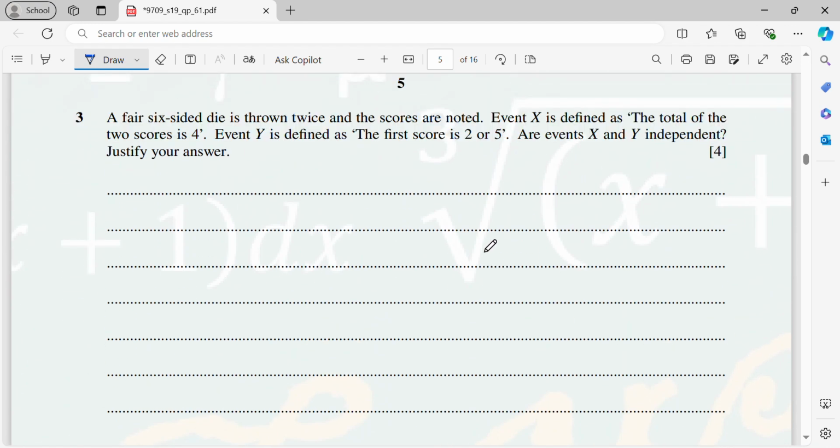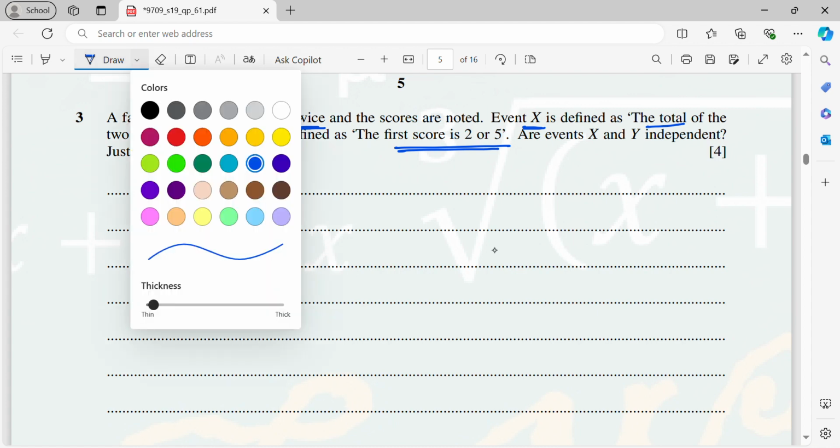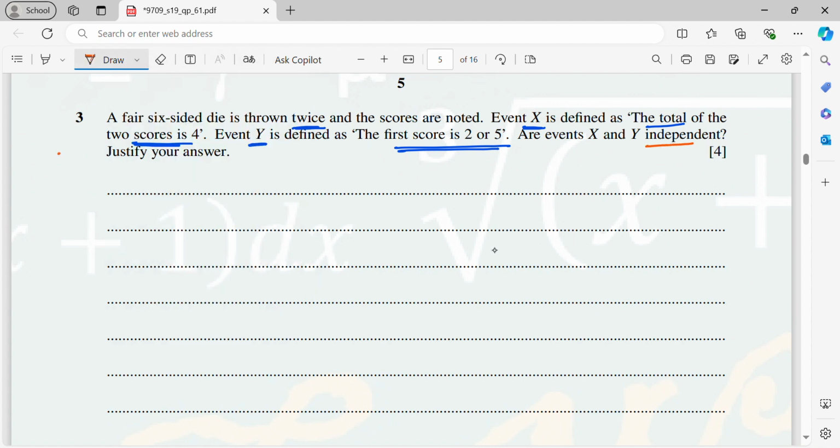For question number 3, a fair 6-sided die is thrown twice, and scores are noted. X means the total of the 2 scores is 4. The Y is defined as the first score is 2 or 5. Are the events X and Y independent? Justify your answer. Okay, for independent events, that means P(X intersect Y) equals to P(X) times P(Y).